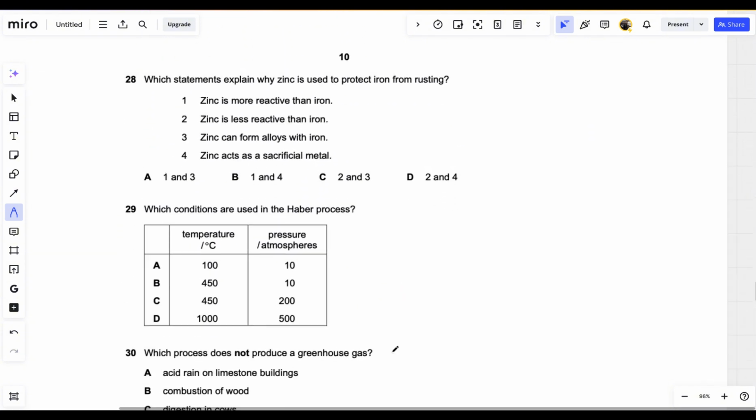Question 28. Which statement explains why zinc is used to protect iron from rusting? Zinc is more reactive than iron. That's correct. Zinc is more reactive than iron. Zinc is less reactive? No, it's not less reactive than iron. Zinc can form alloy with iron? No, not really. Zinc acts as a sacrificial metal. Could be, right? Zinc can form alloy with iron. Yeah, can form alloy, right?